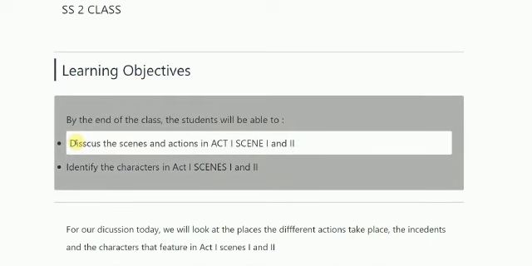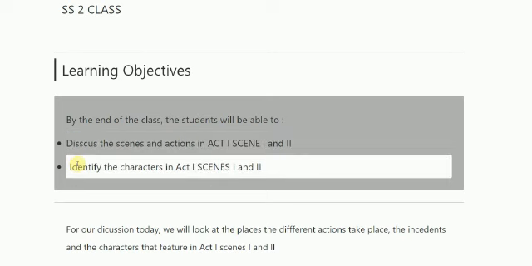For our learning objective today, by the end of the class, the students will be able to: 1. Discuss the scenes and actions that take place in Act 1, Scenes 1 and 2, and 2. Identify the characters in Act 1, Scenes 1 and 2.